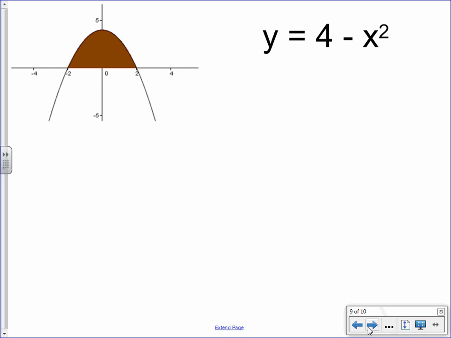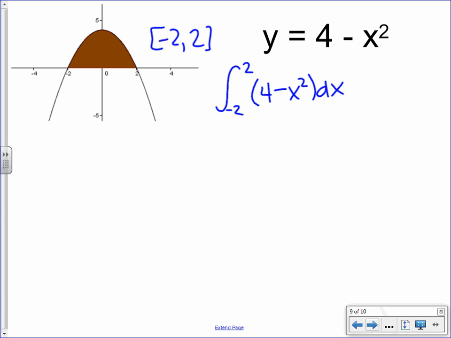Okay, so our interval is, what did you say? Okay, so what we're finding is the integral from -2 to 2 of 4 minus x squared. The first thing we need to find is delta x. Delta x is b minus a over n. What is delta x? 4 over n.